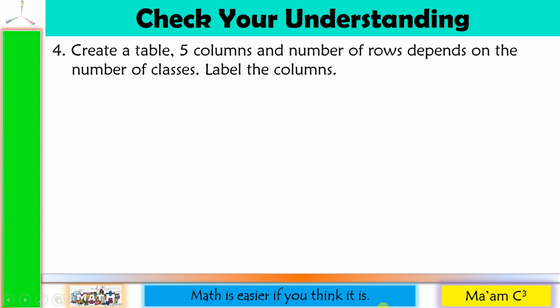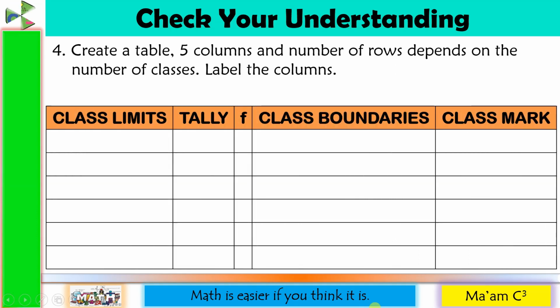Step 4, create a table. 5 columns and the number of rows depends on the number of classes. Let us recall our answer in step 2. Number of classes, K is equal to 6. That is why we have 6 rows. 1, 2, 3, 4, 5, 6. For the columns, they are already labeled class limits, tally, F, class boundaries, and class mark.